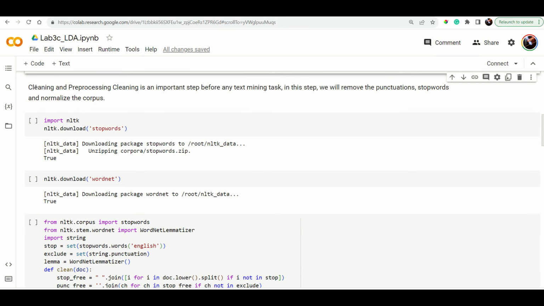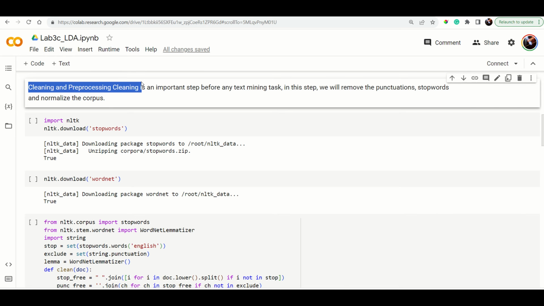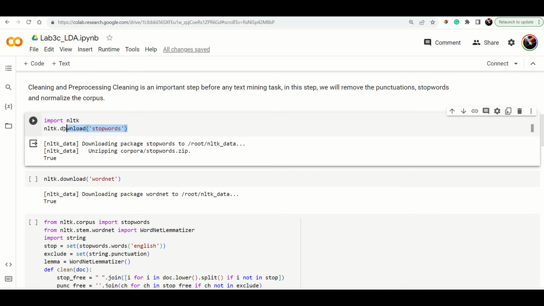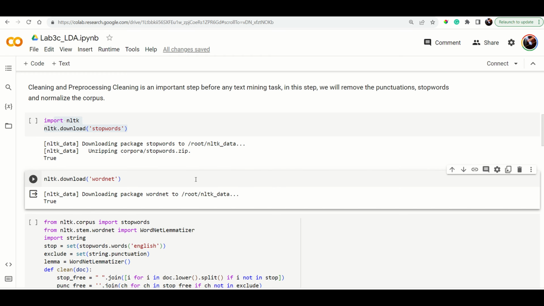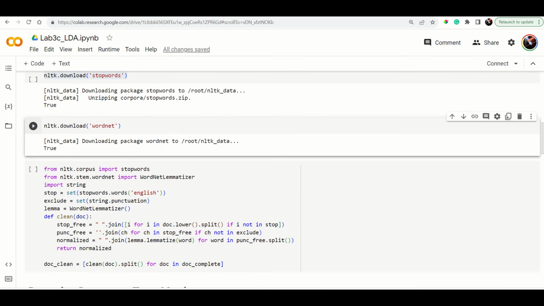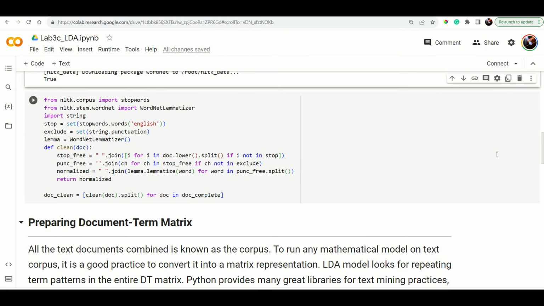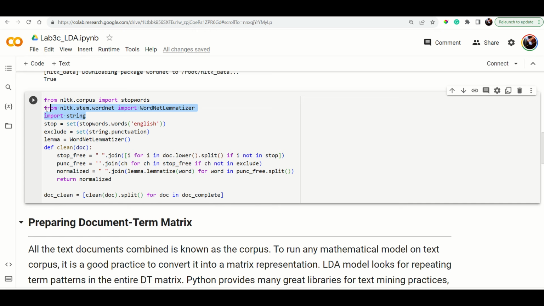The next thing which you have to do is cleaning and pre-processing, right. For that, we are downloading the stop words and downloading the wordnet, because if we want to do the lemmatization, we use the WordNet lemmatizer, right. You have already seen this many times by this time. We are using the English stop words, and we are removing the punctuation as well, right. And this is the WordNet lemmatizer which we are using, lemma.